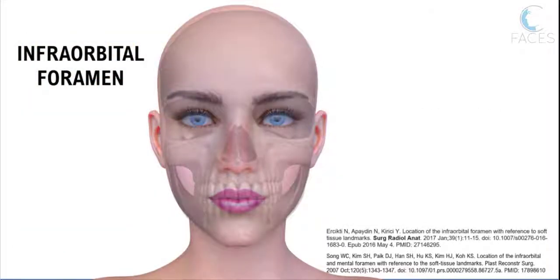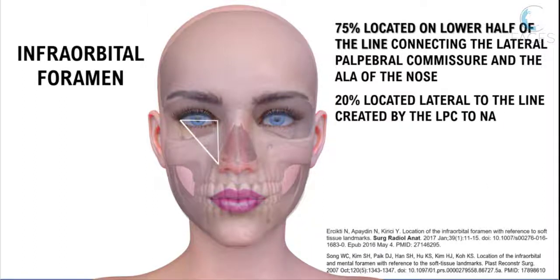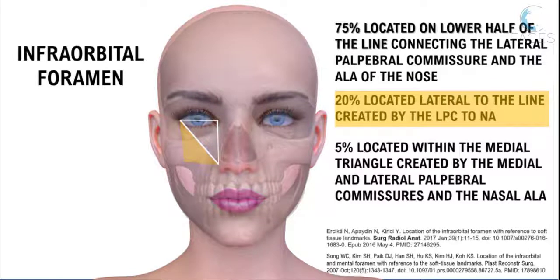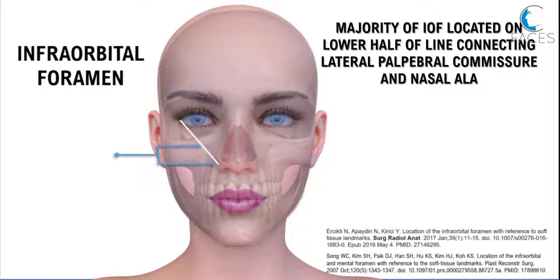Draw a line from the lateral palpebral commissure to the ala of the nose. The majority of the infraorbital foramina, 75%, were found to be located on the lower half of that line. The medial palpebral commissure was used as a third reference point to create a triangle. The infraorbital foramen was located lateral to this defined triangular region in 20% of the case studies, and within this triangle in only 5% of the cases. Following this method, the majority of infraorbital foramen will be found on the lower half of a line drawn from the lateral palpebral commissure to the nasal ala.